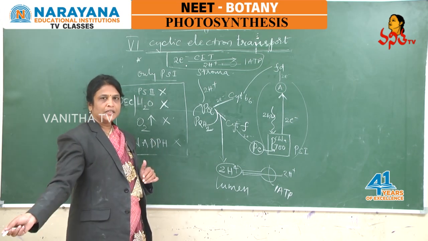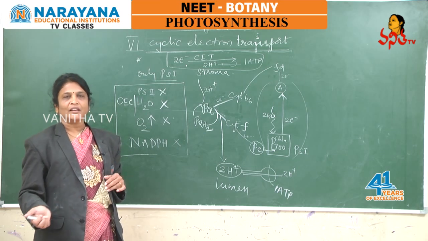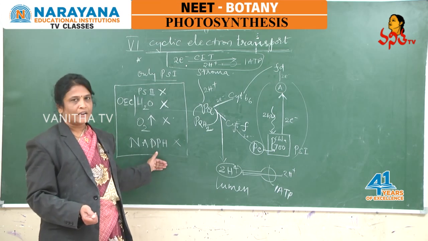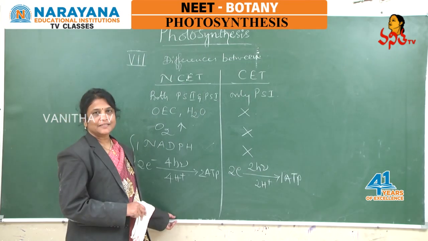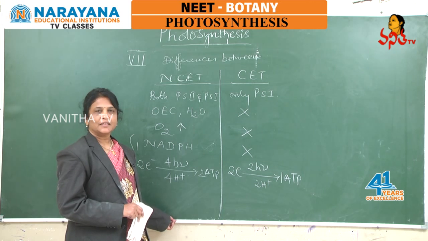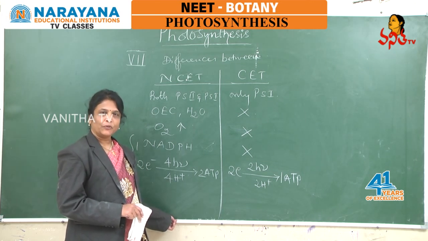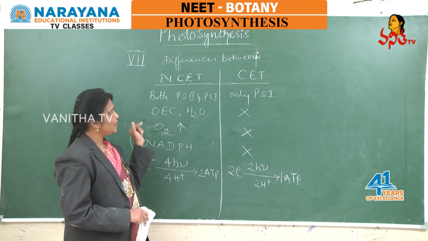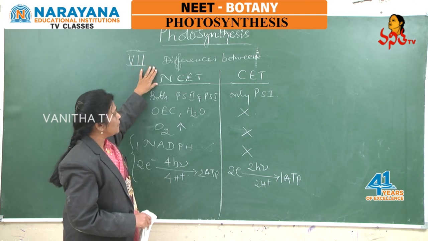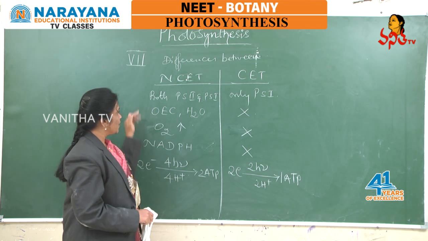Now let us follow the differences between non-cyclic and cyclic electron transport in the form of a table, and later we conclude the energetics. Students, as we already followed the mechanism of non-cyclic and cyclic electron transport in detail, let us take a glance at how they differ from one another. Here we listed out the differences between non-cyclic electron transport and cyclic electron transport.